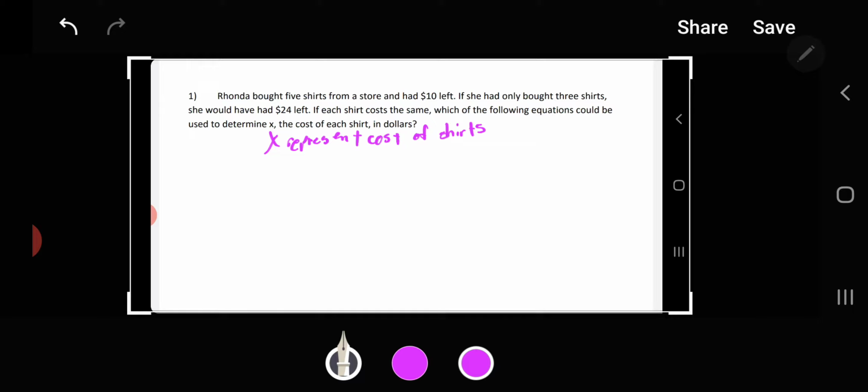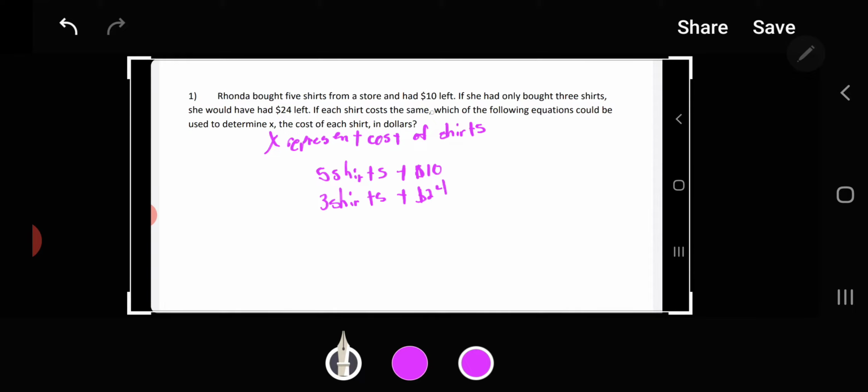Alright, well to solve this, we know the cost of 5 shirts plus $10 is the total amount of money she had. Because once again, she was able to afford 5 shirts, but she still had $10. And then we know that she was able to buy 3 shirts, and she had $24 left. And once again, when she bought 3 shirts, she had $24. That's the total amount of money she had.